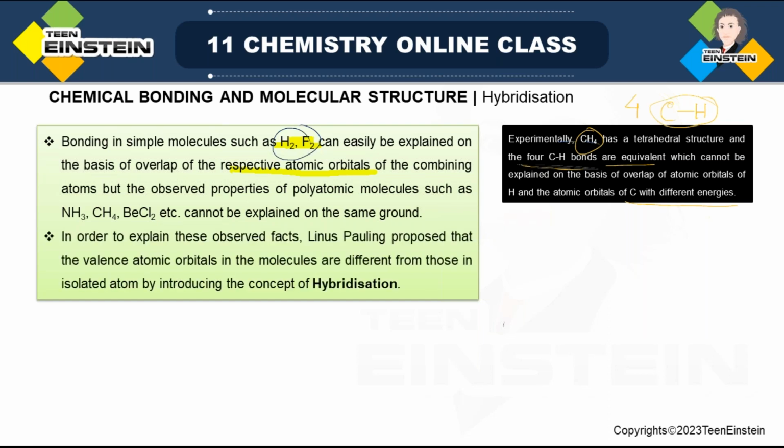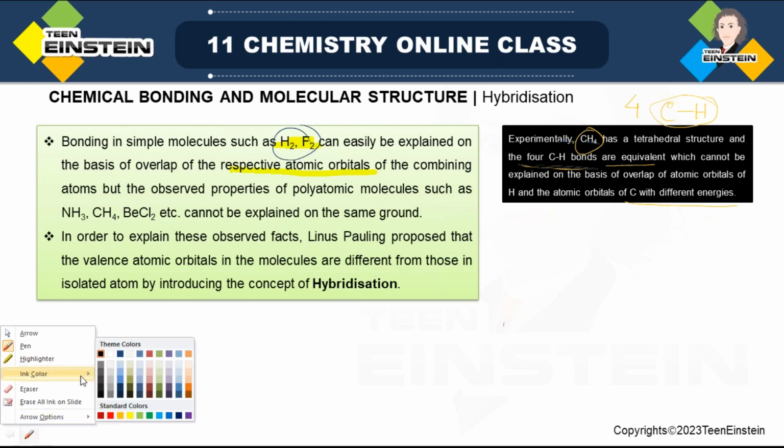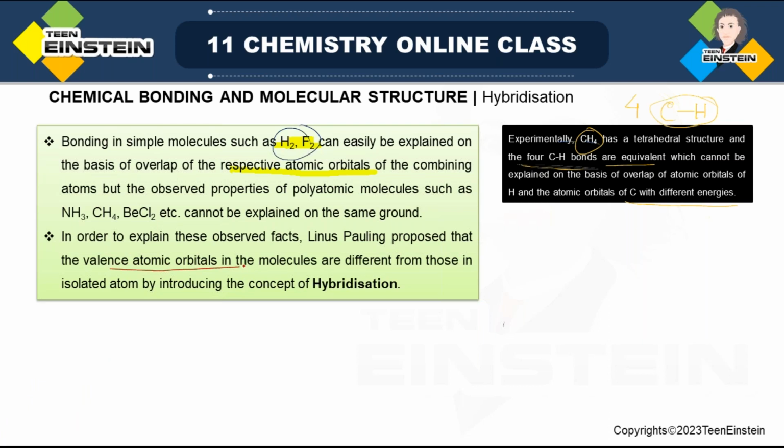So in order to explain these observed facts, Linus Pauling proposed that the valence atomic orbitals in molecules, for example in the molecule CH4, are different from those in the isolated atom. In CH4 you have only 1 carbon, but carbon is not an isolated atom, it is part of CH4. So when it is isolated carbon and when it is present in the molecule CH4, these two scenarios are not the same. Take the carbon 2s, 2p valence orbitals. When present in a molecule, obviously they are different compared to when isolated. So that is the reason we have to introduce the concept of hybridization.